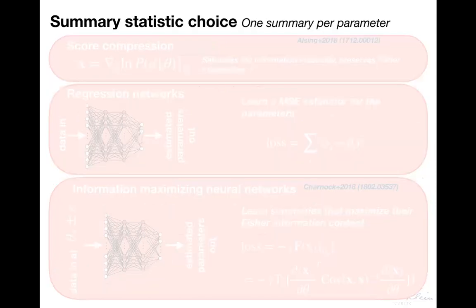Okay, so summary statistic choice. I'll just give an overview of how we think about it. A lot of these ideas are very standard, but there might be some new stuff in there. We typically have three approaches to defining our summary statistics.